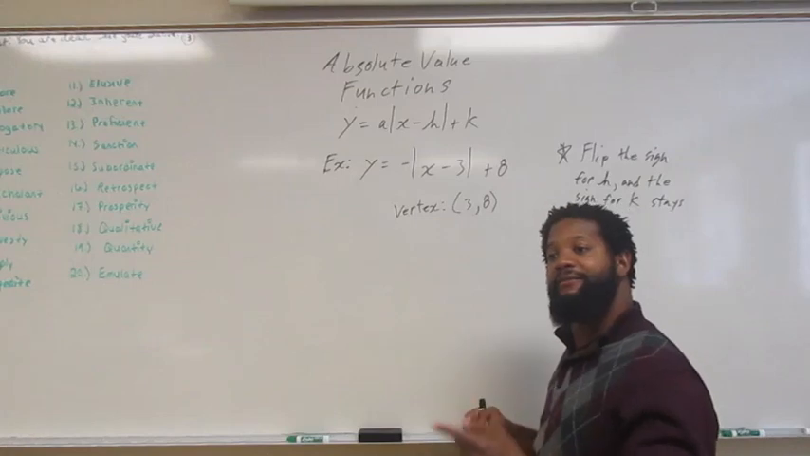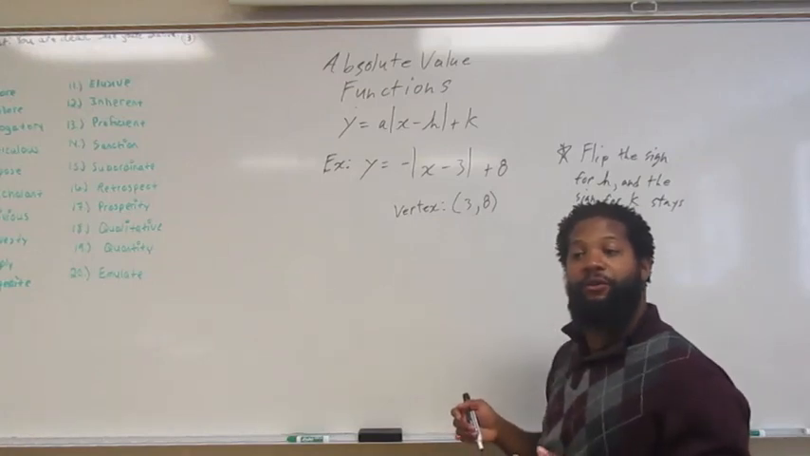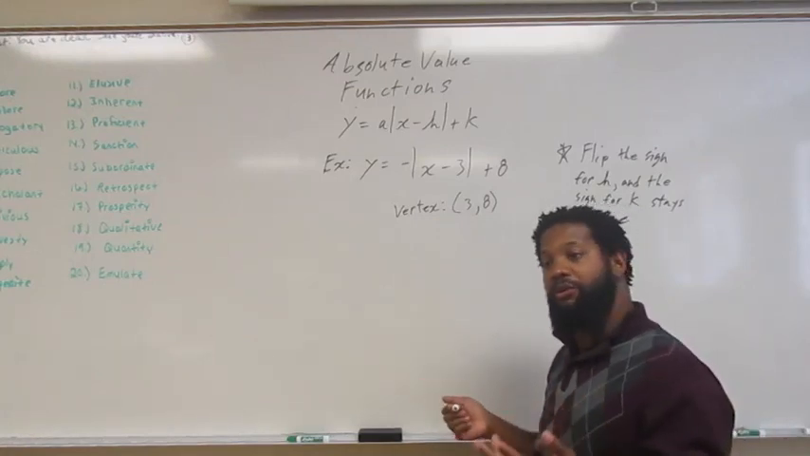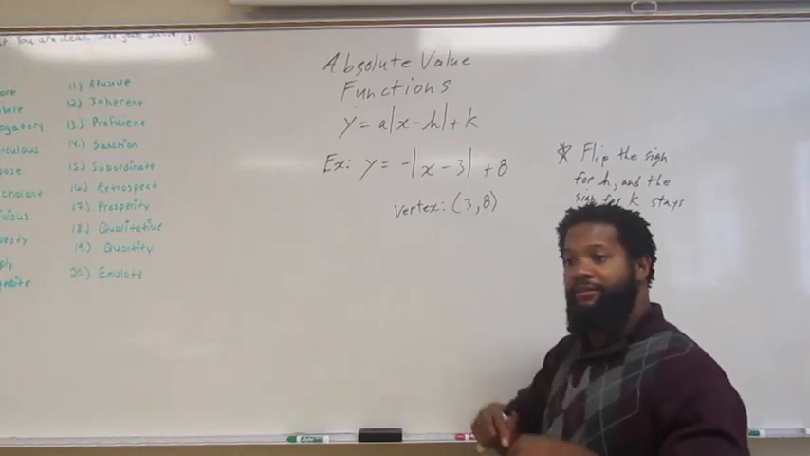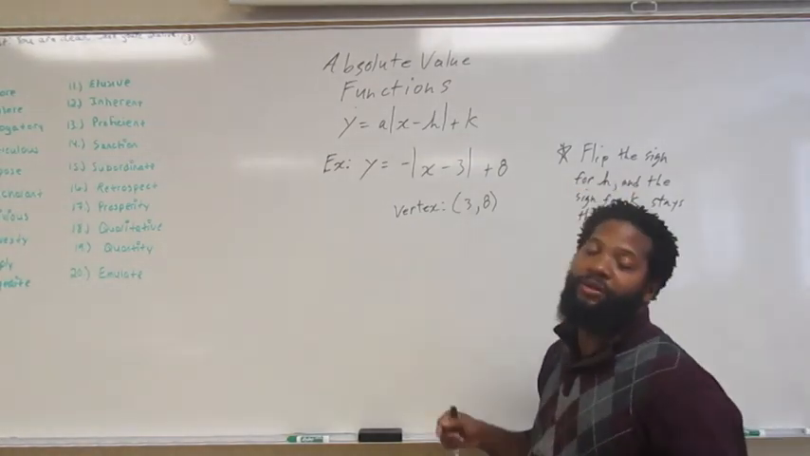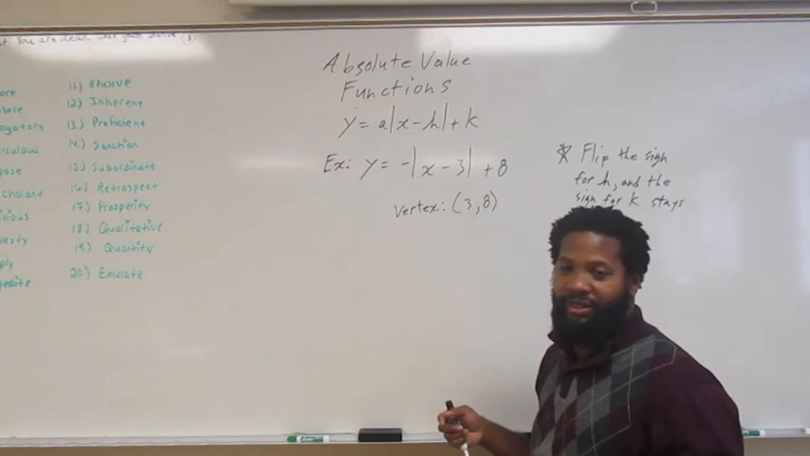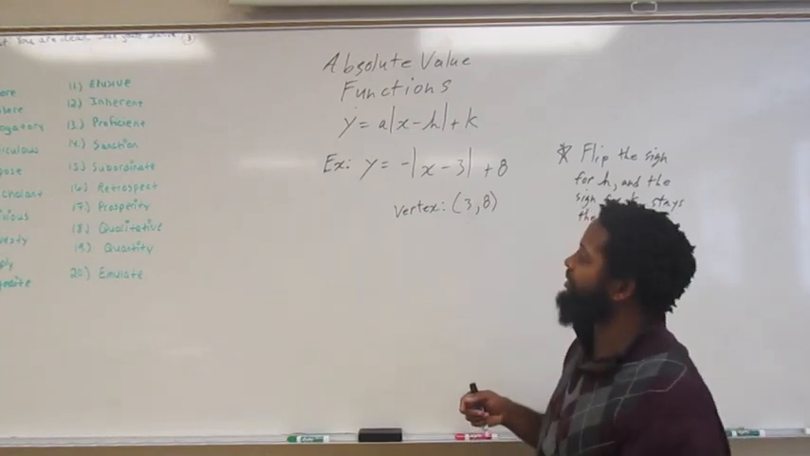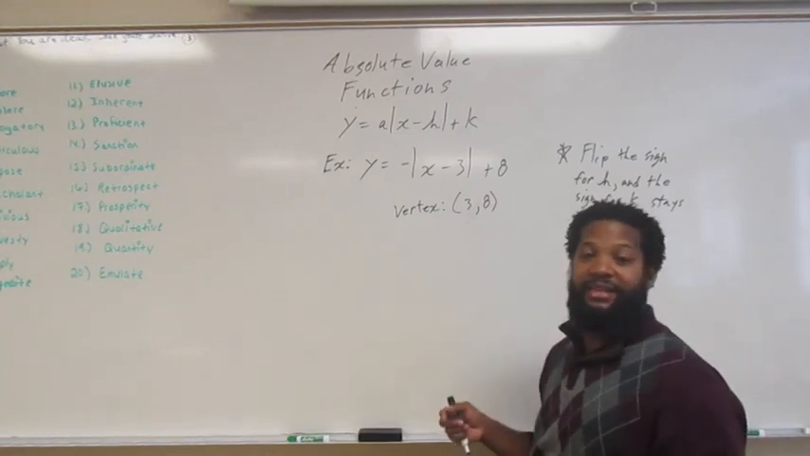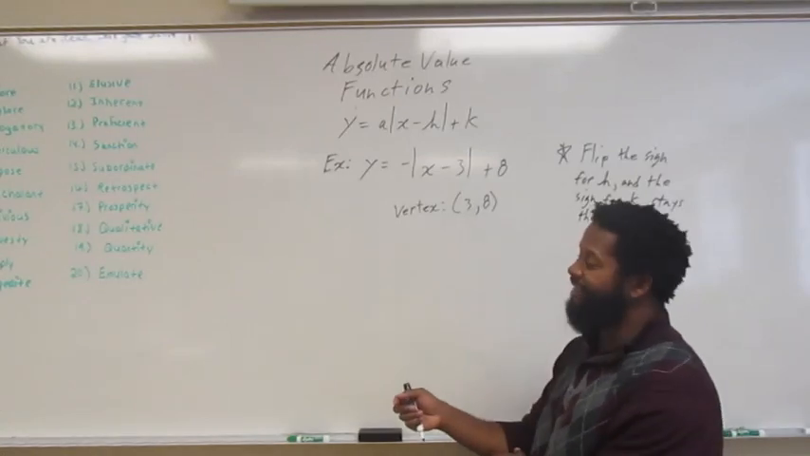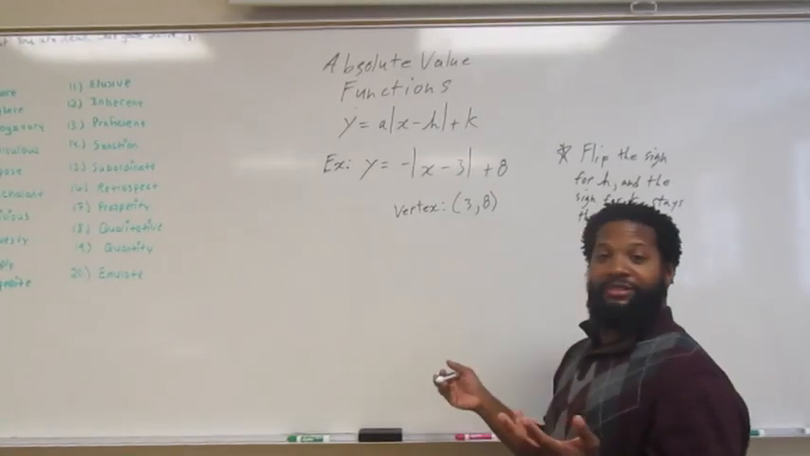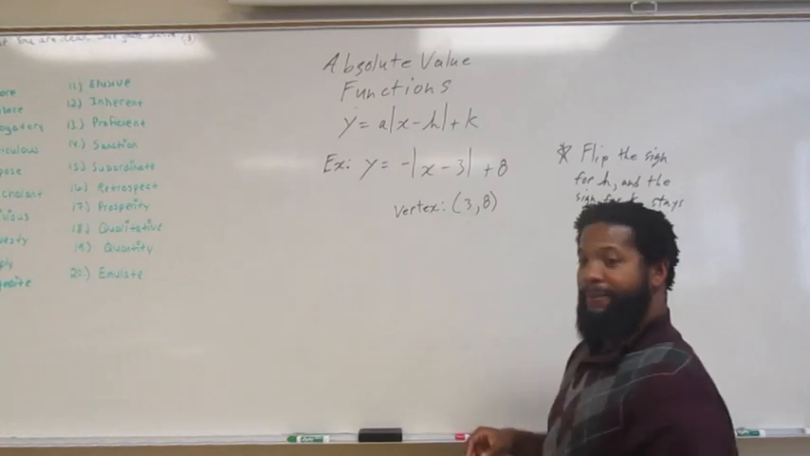What is our A? It's a negative. So therefore, are we going to have a V or are we going to have an A? Is it going to be pointing down or is it going to be pointing up? It's going to be pointing down. Good job. And that's it. So, simple, right? That's all we do.